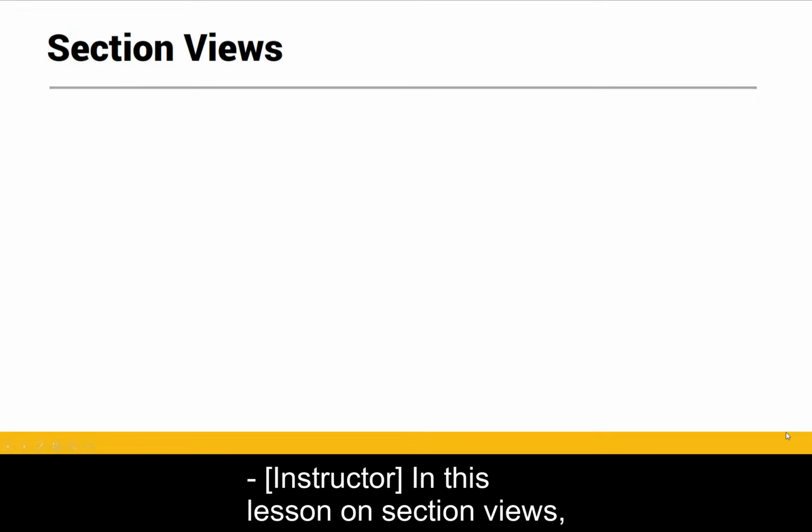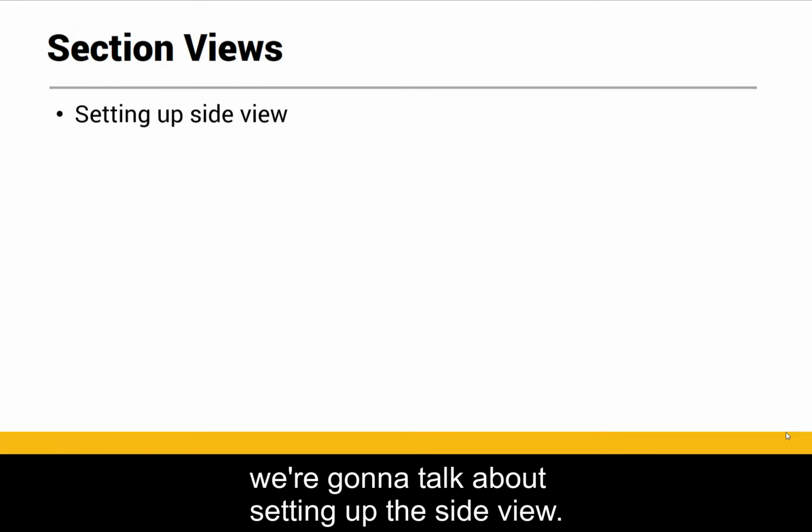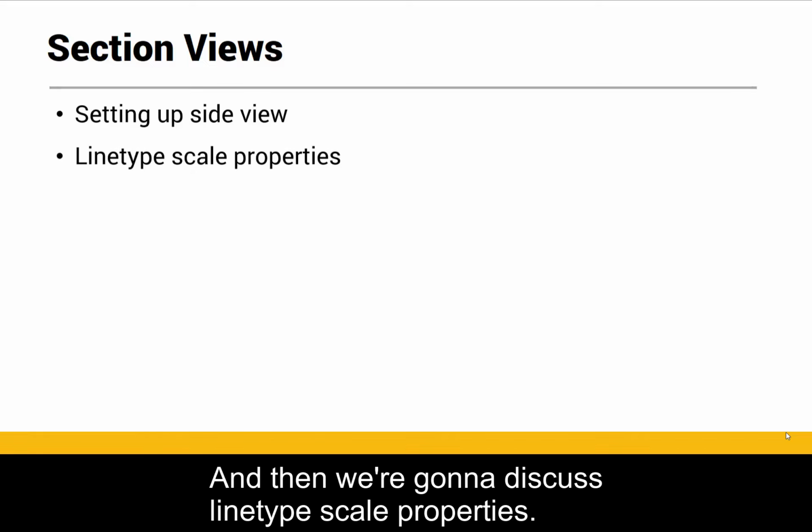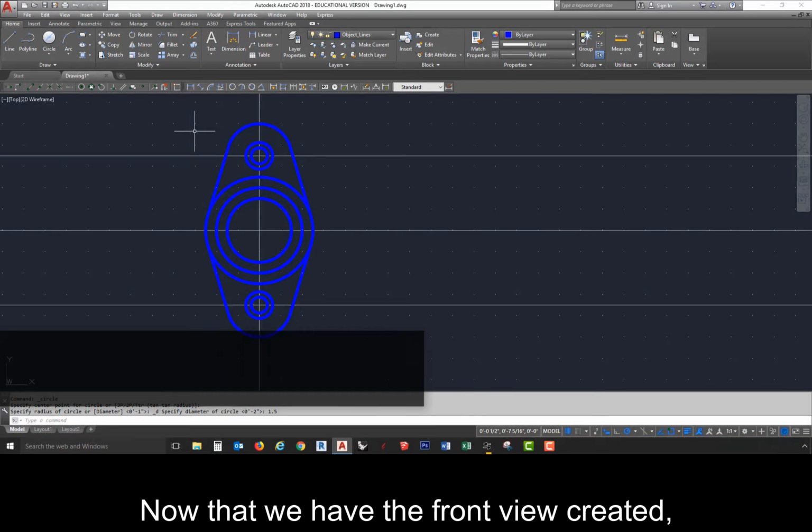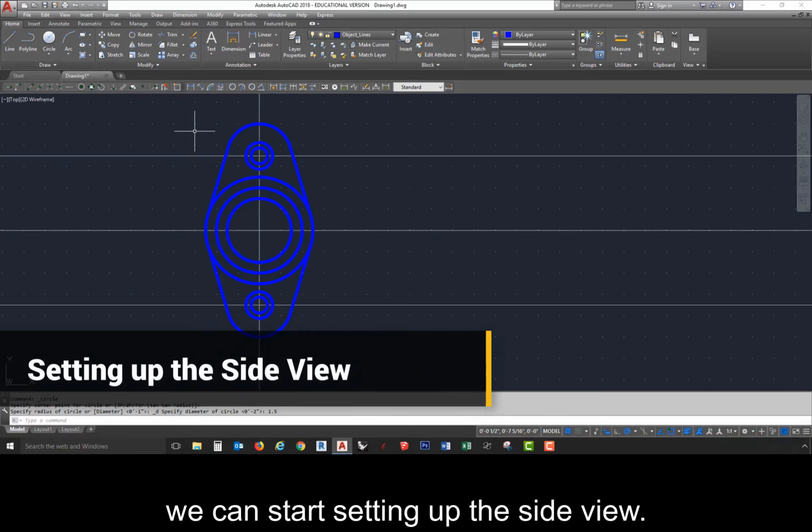In this lesson on section views, we're going to talk about setting up the side view, and then we're going to discuss line type scale properties. Now that we have the front view created, we can start setting up the side view.